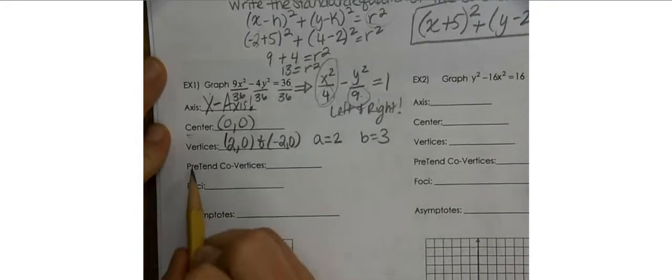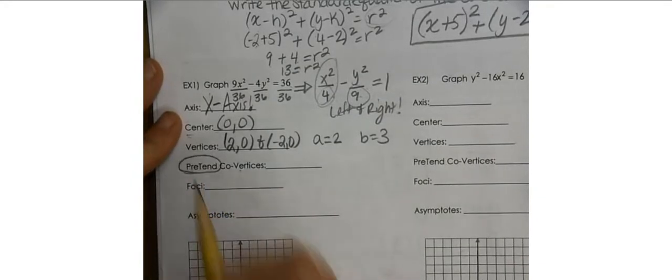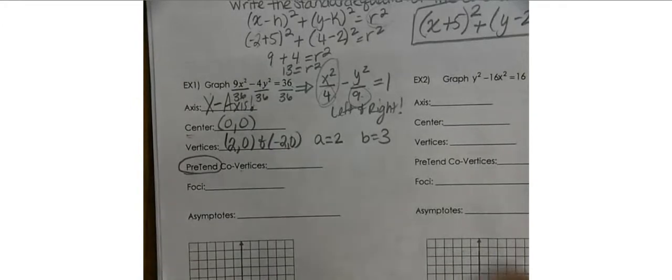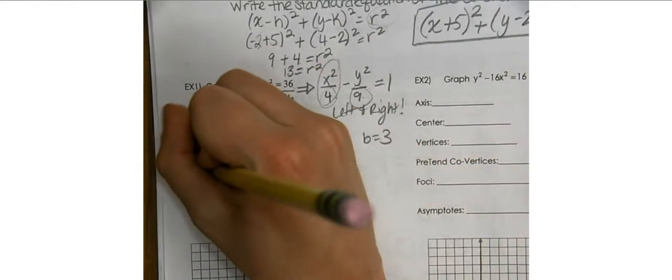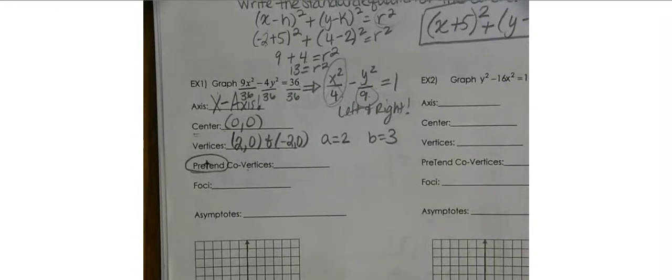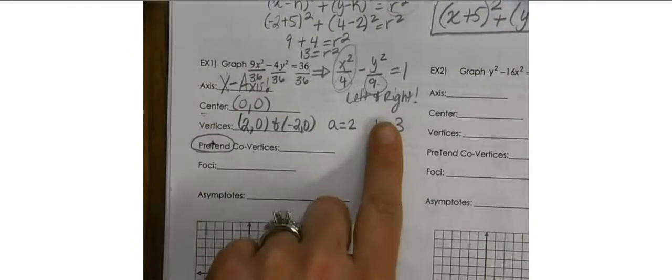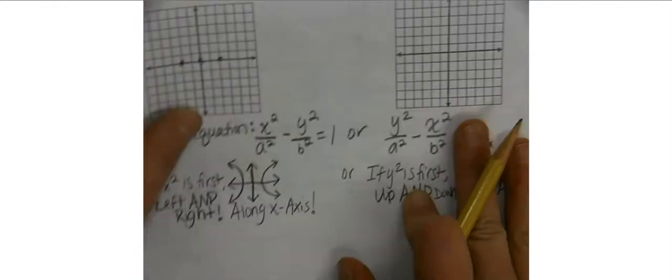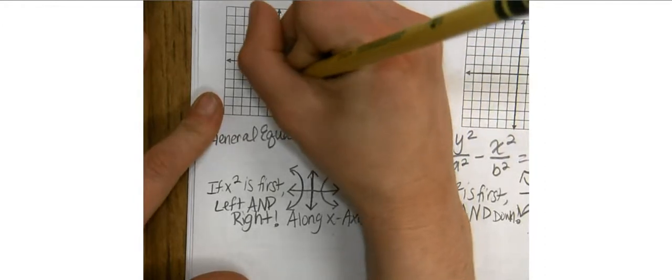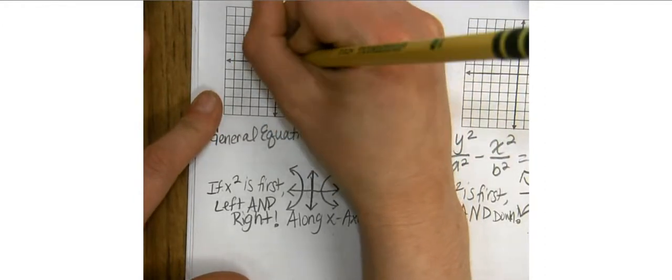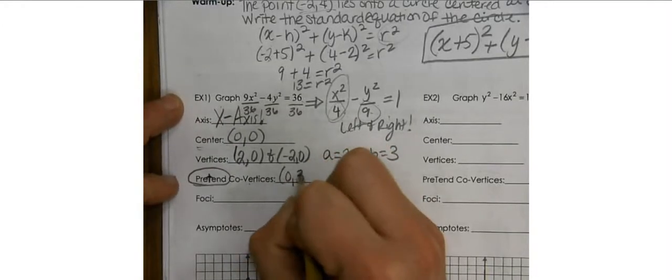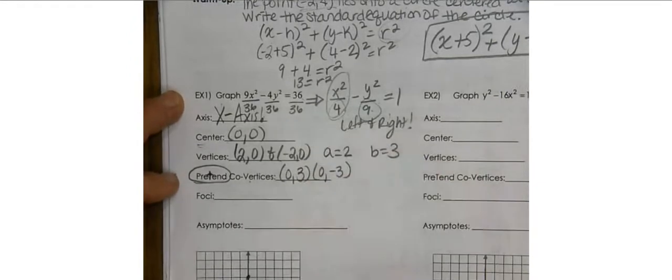Now, the other co-vertices, I call them pretend co-vertices. So they are pretend, and that's because nothing is really going to go through them. They just help us with the structure of our graph. So our pretend co-vertices are going to be based on the 3. So I'm going to go back to 0, 0, and count 3 units up and 3 units down, and identify what those ordered pairs are. Those ordered pairs are located at 0, 3, and 0, negative 3. So those are our pretend co-vertices.